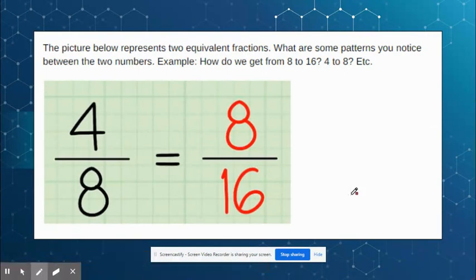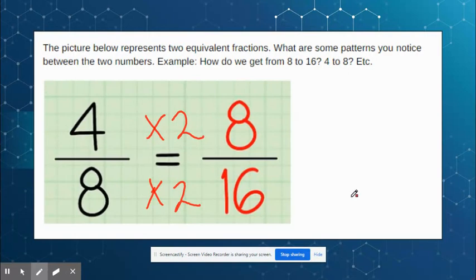Well, how do you get from 8 to 16? The process is times 2. How do you get from 4 to 8? The process is times 2. Now, how do I know they're equivalent? Because I can do the same to the top as I do to the bottom, and I get an equivalent fraction. 4 times 2 does equal 8. 8 times 2 does equal 16, so they are equivalent.